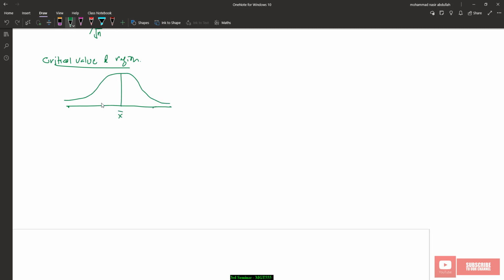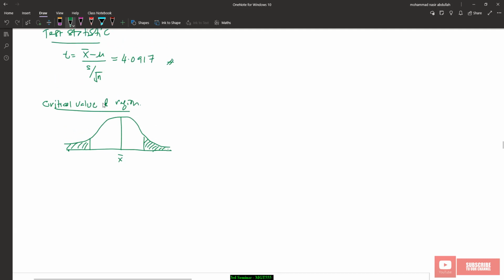This is x bar, and we're going to have two-tailed tests on the left-hand side and right-hand side. So our t statistic lies, let's say we put the mean equal to 0 here, right? Because we want to convert to standard normal distribution. Standard normal distribution, the center should be 0. This is from negative infinity to infinity. This is a t value, right? So the t value should lie from 4.09, somewhere here, right?